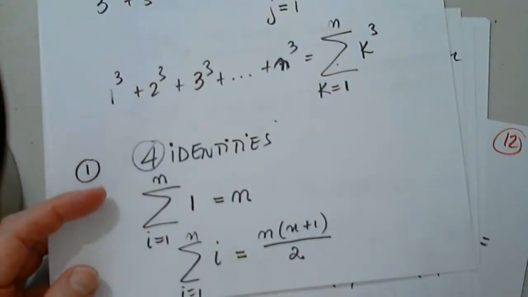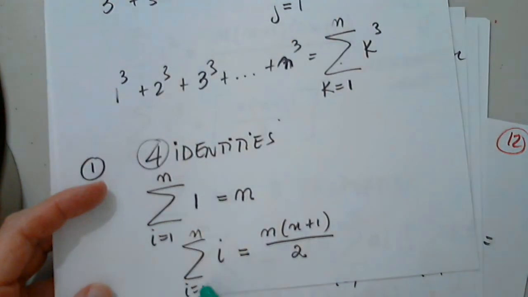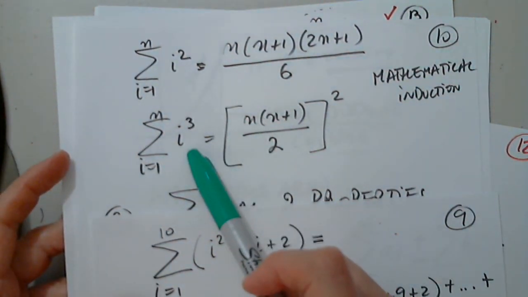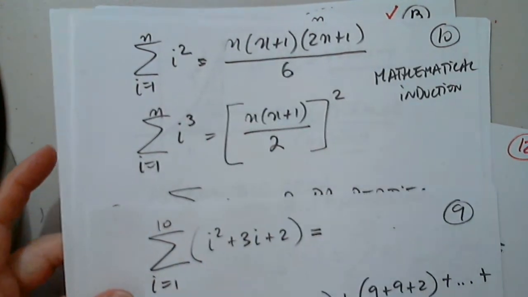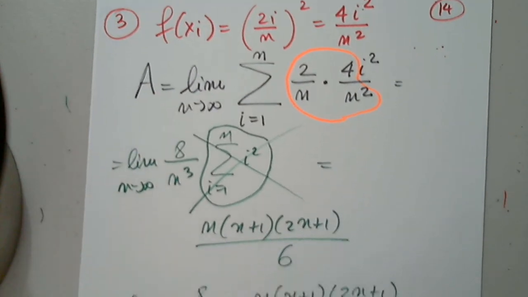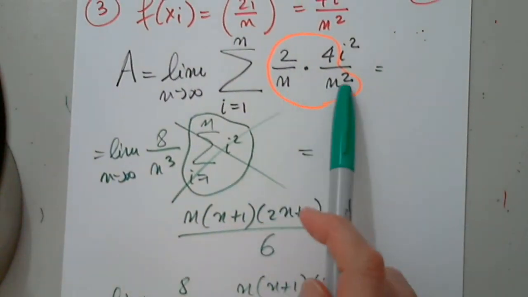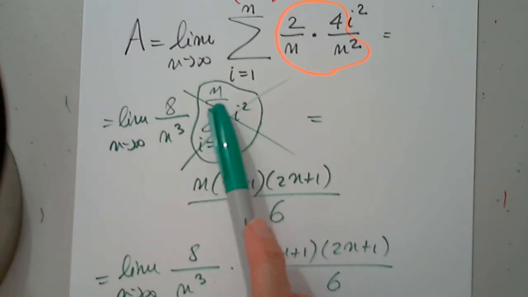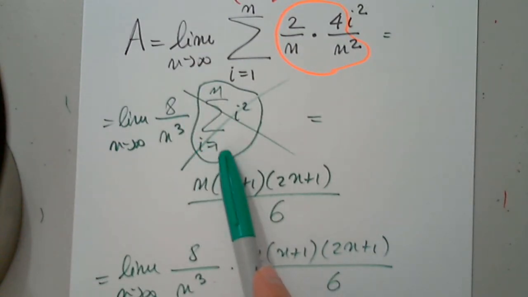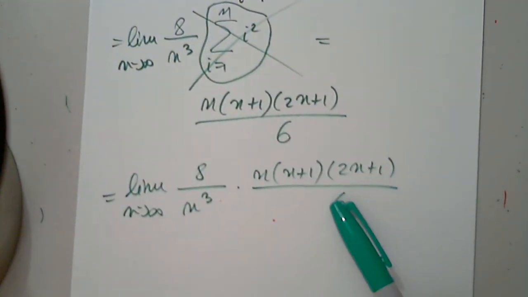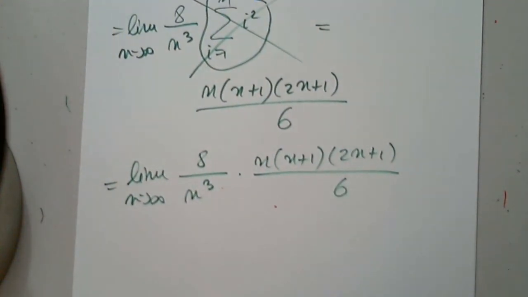That's all I know: the sum of 1, the sum of i, the sum of i squared, and the sum of i cubed. Nothing else. We are very limited. So after I put all this together and I realize that this goes out, I know what this equals to. The sum from i equals 1 to n of i squared is this. So I replace it.